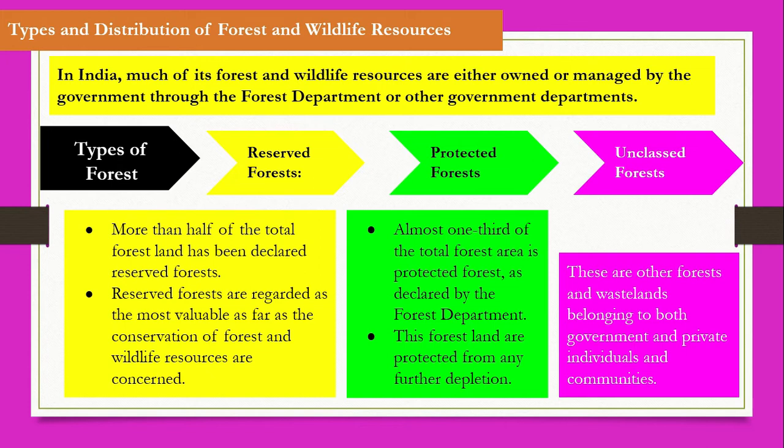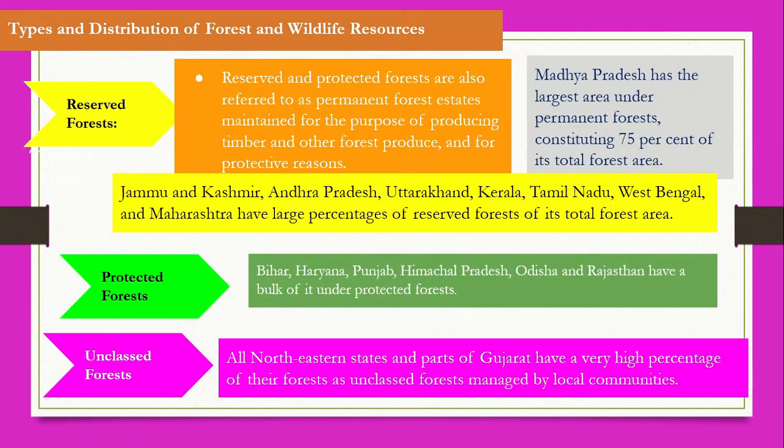Let us also dig a bit deeper. You can see here the reserved forests and the protected forests are also referred to as permanent forest estates and maintained for the purpose of producing timber and other forest produce for protective reasons. So here there is a new point that we are learning, that is the reserved forest and the protected forest together are called permanent forest estates, and they are maintained for the purpose of producing timber and other forest produce for protective reasons.